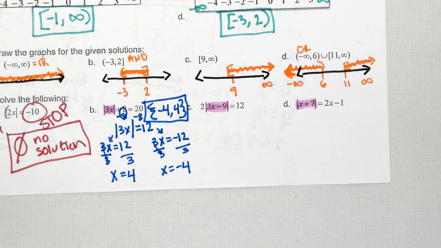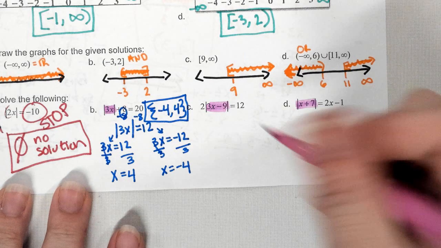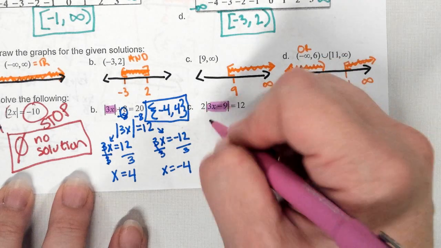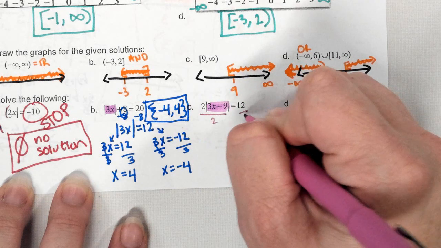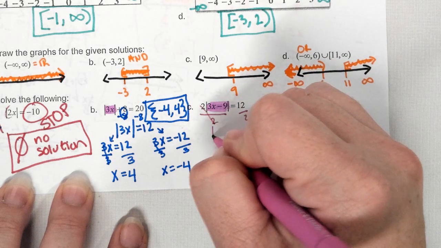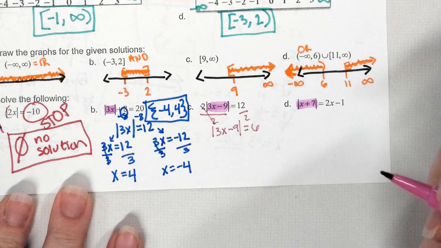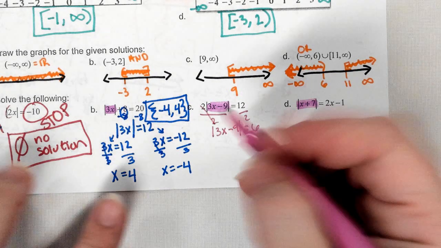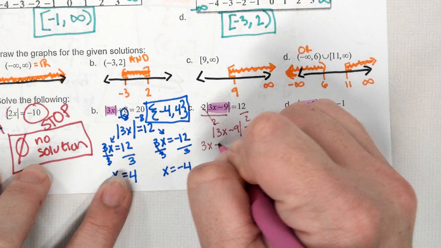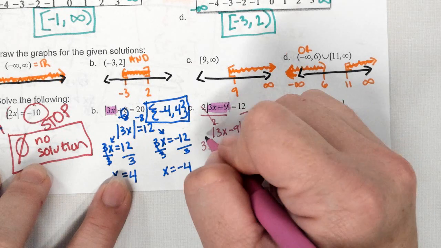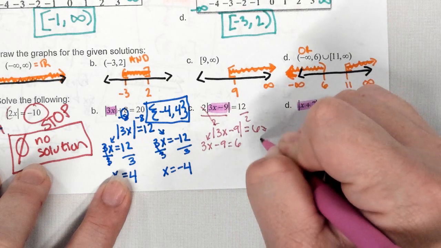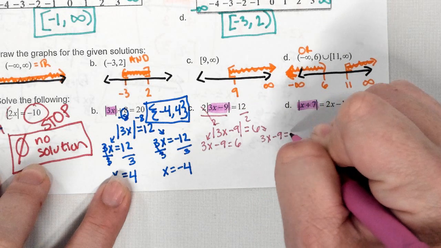Okay, so this one, C, has a 2, but remember, we can't put that 2 in by multiplying, so the opposite would be to divide both sides by 2. And I get the absolute value of 3x minus 9 equals 6. So it equals a positive, so we're ready to solve. We're going to rewrite it. 3x minus 9 equals 6. And 3x minus 9 equals negative 6.